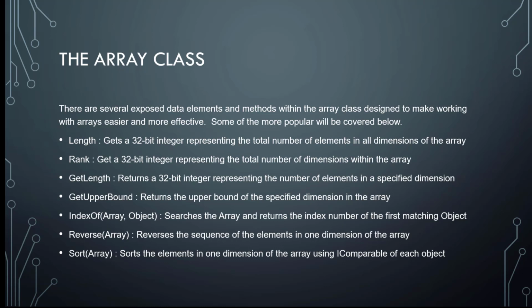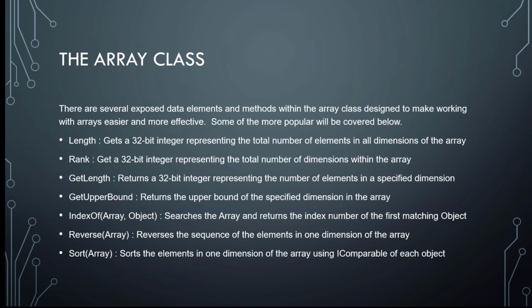So length. If we type in the name of the array dot length, it gets a 32-bit integer representing the total number of elements in all dimensions of the array. So the total number of elements is what dot length gives you. We used that in an earlier example when we were looping through a one-dimensional array.